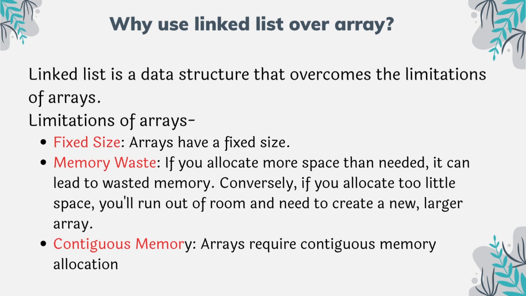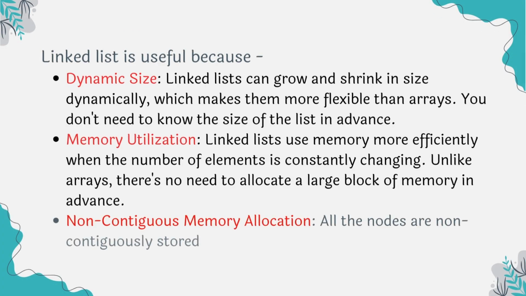Memory waste. If you allocate more space than you need for an array, you can waste memory. Conversely, if you allocate too little space, you will run out of room and need to create a new larger array. Contiguous memory allocation. Arrays require all of their elements to be stored in contiguous memory location. This can make it difficult to insert or delete elements from the middle of an array.